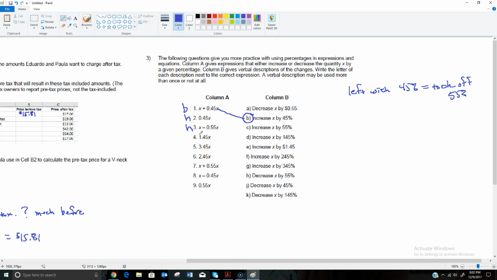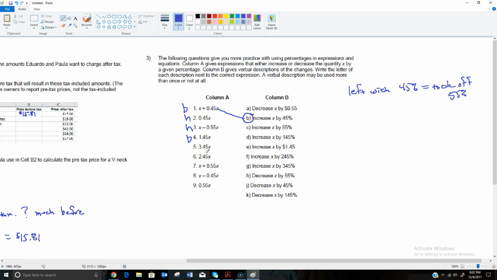1.45, this would be Eduardo's method of adding 45%. x plus 45% of x would be like what Paula did. This would be like what Eduardo did. He started with 100% and then added 45, so it's 1.45. So this is also B.